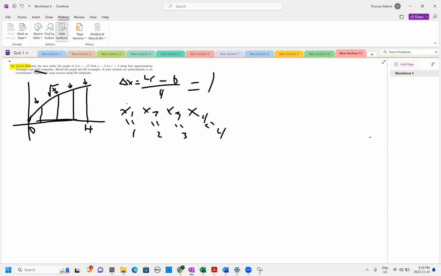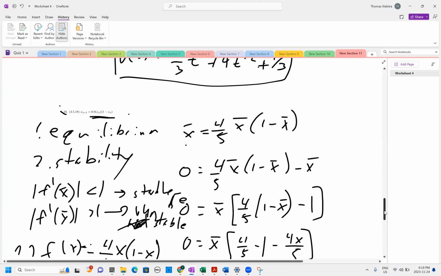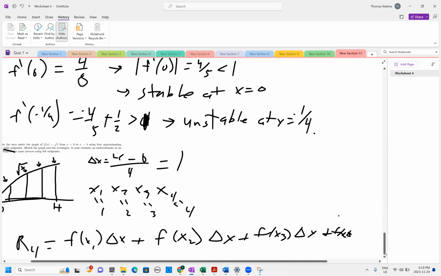And then remember that our R4, which is our Riemann approximation of the sum, is f of x1 delta x plus f of x2 delta x plus f of x3 delta x plus f of x4 delta x.